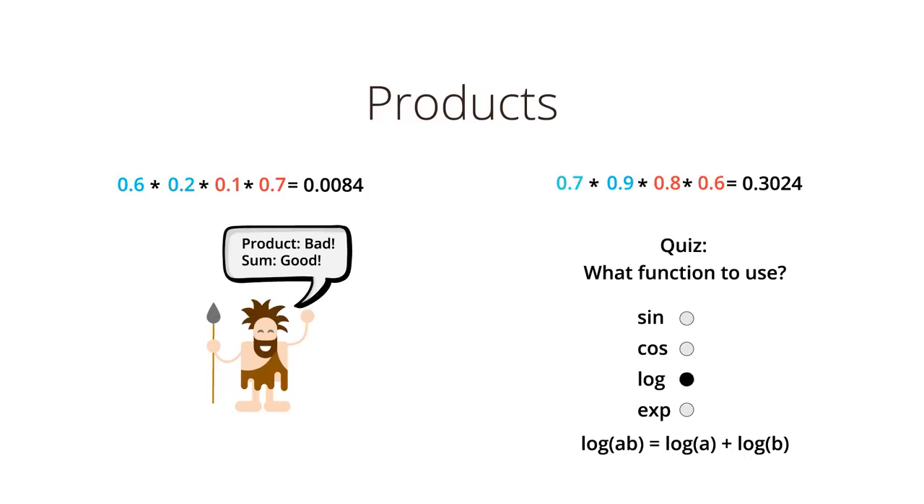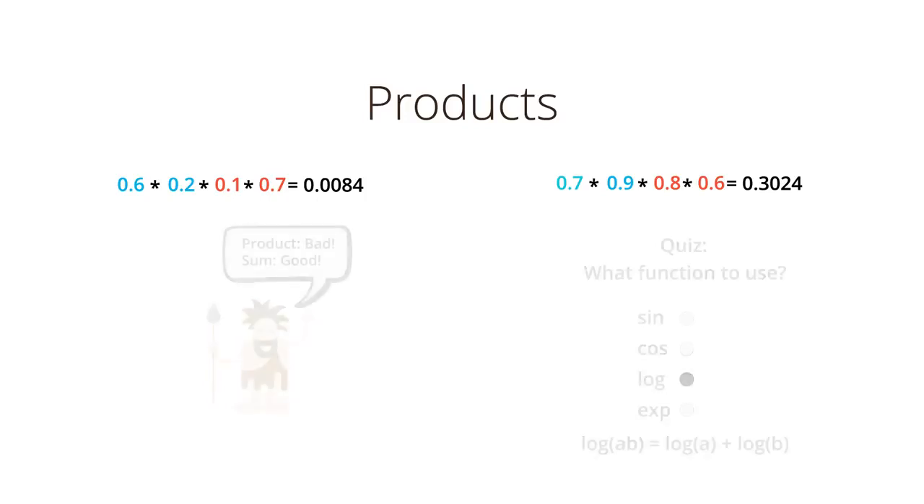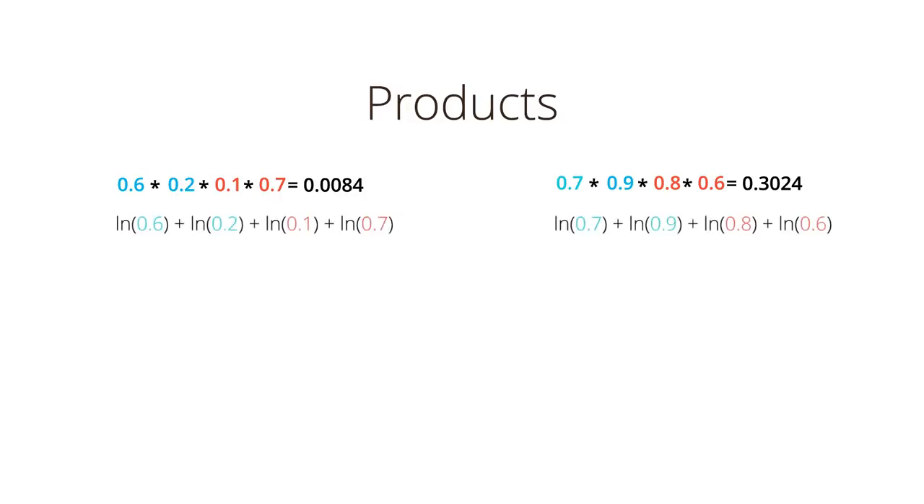Correct. The answer is logarithm, because logarithm has this very nice identity that says that the logarithm of the product a times b is the sum of the logarithms of a and b. So this is what we do. We take our products and we take the logarithms. So now we get a sum of the logarithms of the factors.